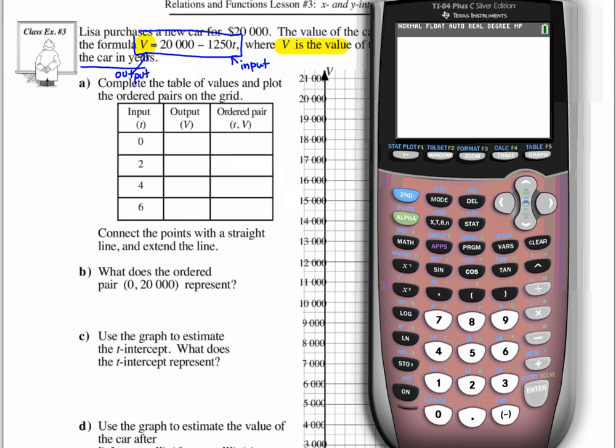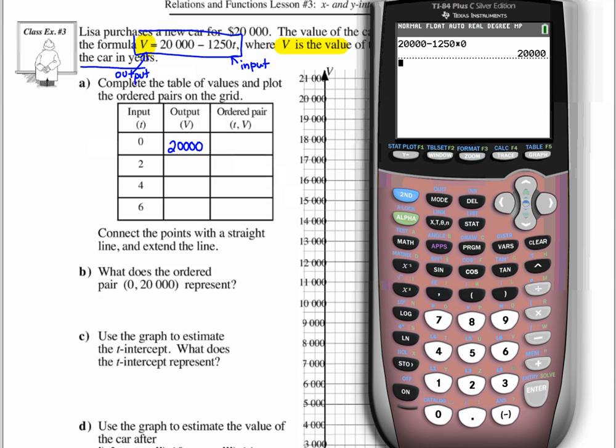So let's input into this equation time of 0. So 20,000 minus 1250 times our t value. What's my t value? What's my input? 0. Is that a shock to us? No. Why is that not a shock? Because 1,250 times 0 is 0. Okay, so anything times 0, yeah.